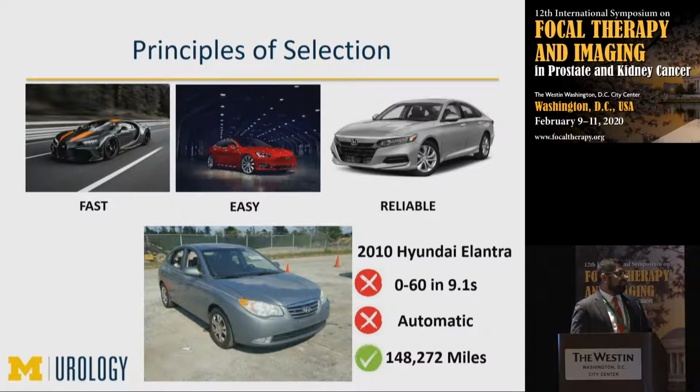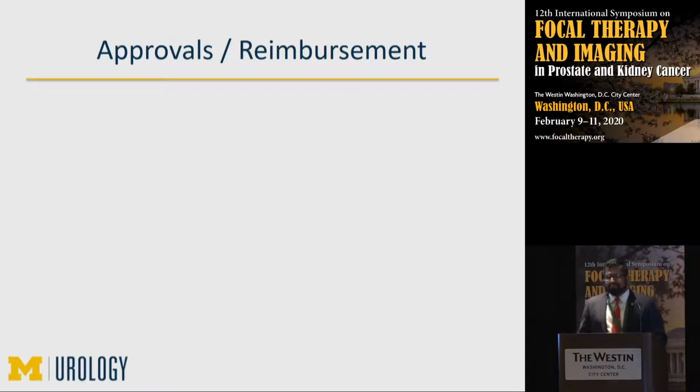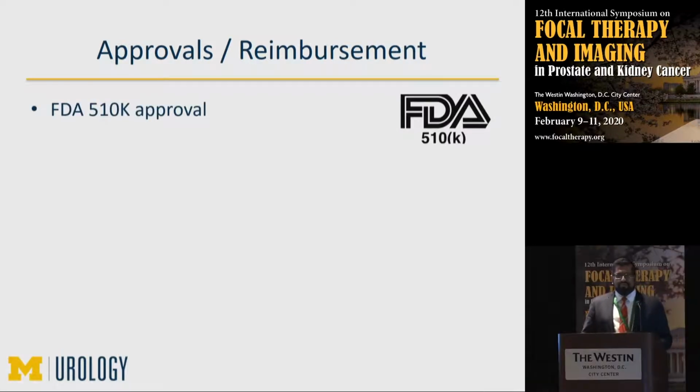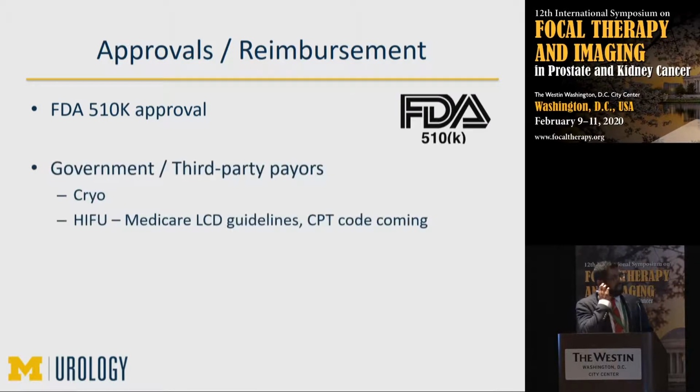It's Old Faithful. Okay, so the next thing we need to understand is approvals and reimbursement. There are different ways that a technology is approved. The vast majority, at least as applicable to those in the US, are going to be FDA 510(k) approval, and then internationally it will be your specific national governments approving it. There is the consideration of government payments and also third-party payers and how that makes a difference.